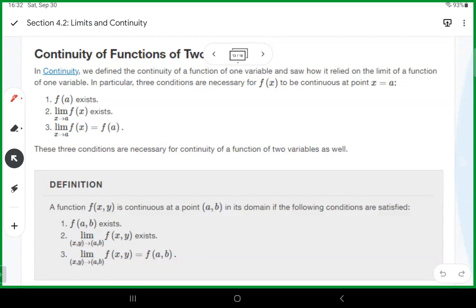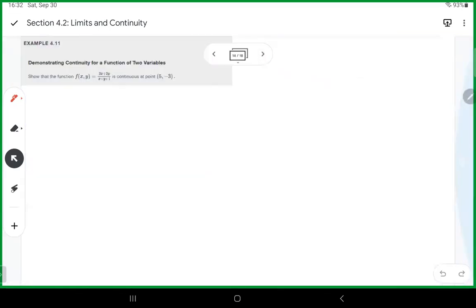F of a b has to exist. The limit as x y approaches a b of f of x y has to exist. And then lastly, that limit has to equal f of a b. Okay, so let's look at an example of this.